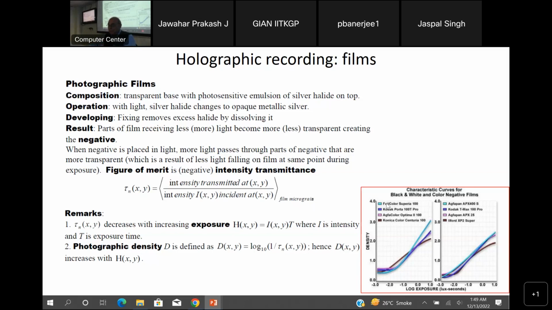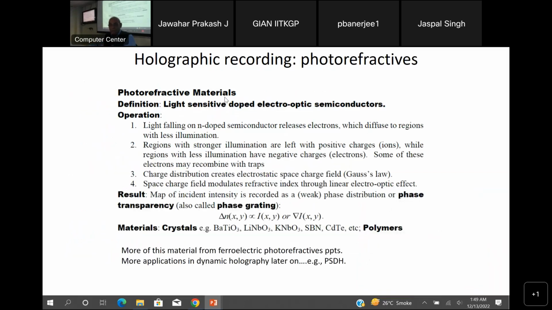But another way of recording is using these photorefractive materials. I'll show you another set of slides on photorefractives, but before that, this is just an introductory slide. Then I'll switch slides. So photorefractive materials. What are photorefractive materials? The first question. Well, as the word suggests, photorefractive means the refractive index of the material is being changed by light. Is everyone okay with that? The refractive index changes by the amount of light falling on the material. The question is, how does that happen?